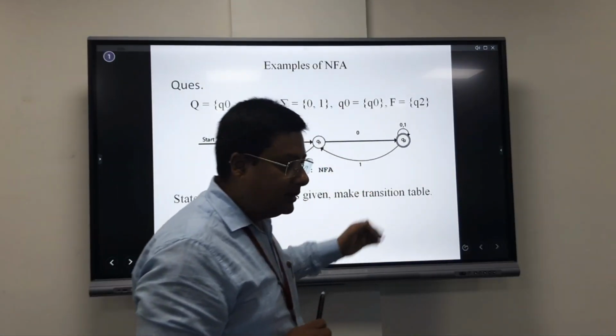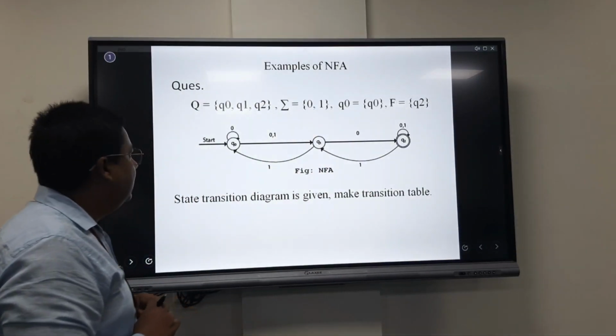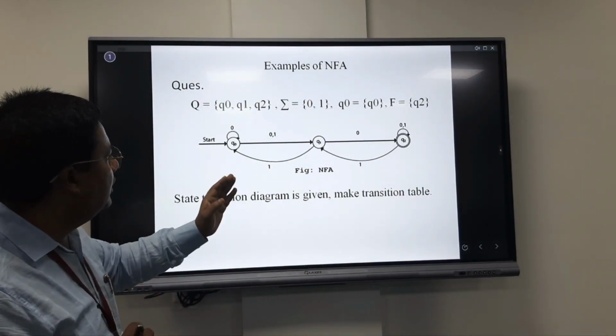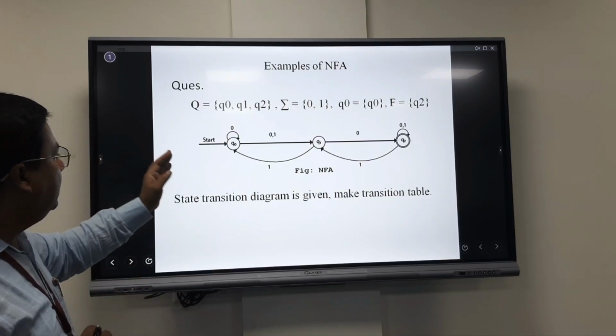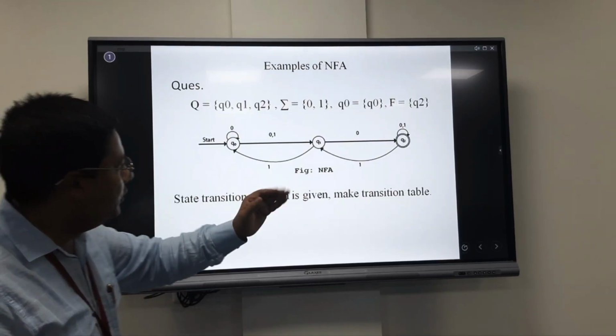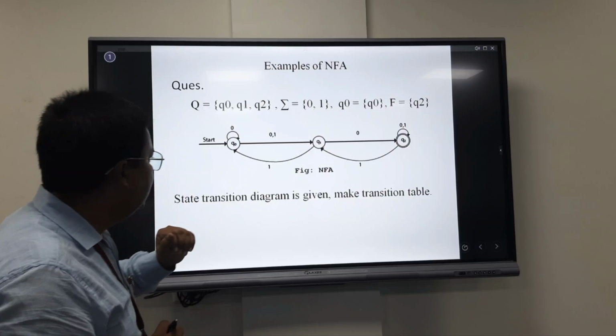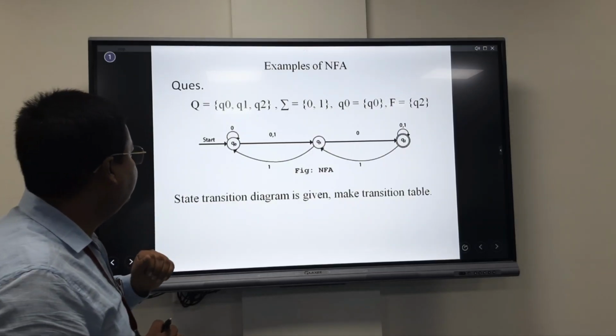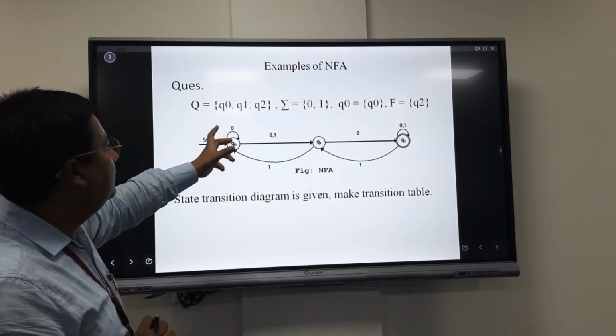Now, come to the examples. There is an example where three states are given, Q0, Q1 and Q2, where Q0 is the initial state, Q2 is the final state, and Q1 is the middle state, or you can say the mediator state. There are two inputs.